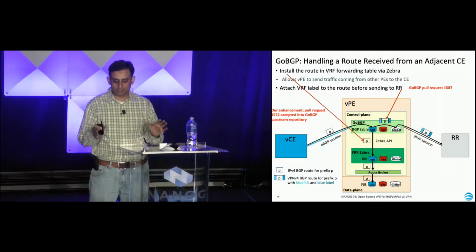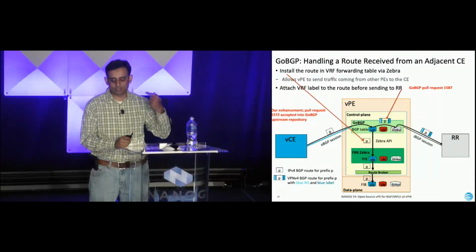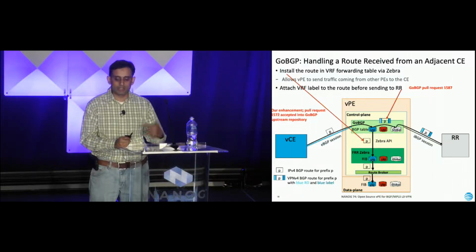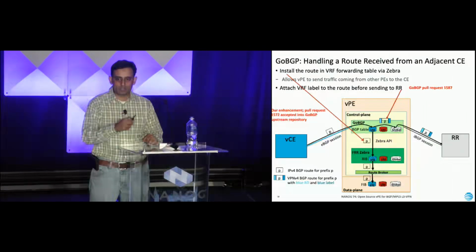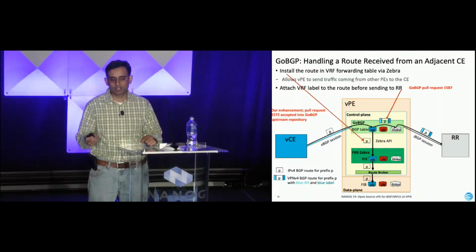So as far as handling routes received from an adjacent CE is concerned, we had to make two modifications. One was how the route is installed into FRR Zebra, and the other is how MPLS label is attached to the route. Or in particular, we had to make sure that the correct label is attached to the route before it is imported into global table.